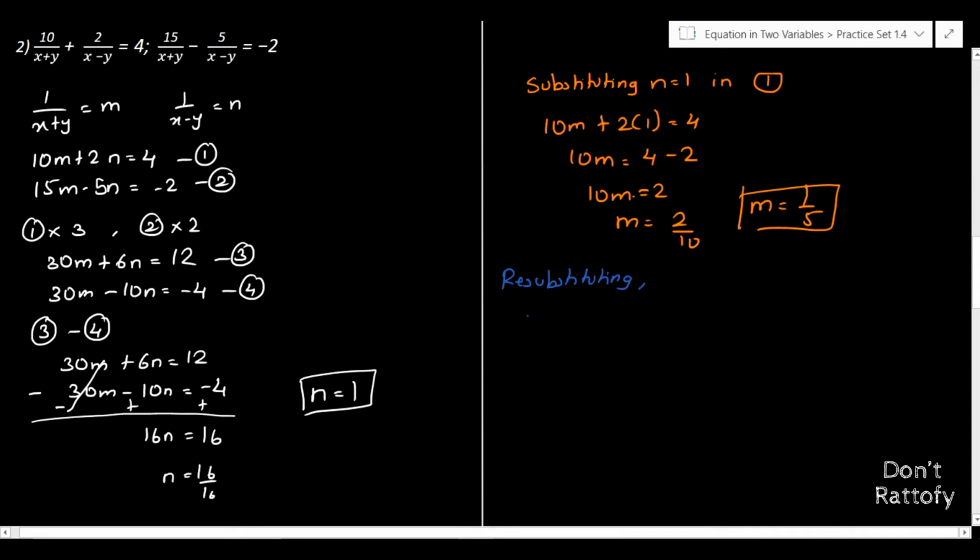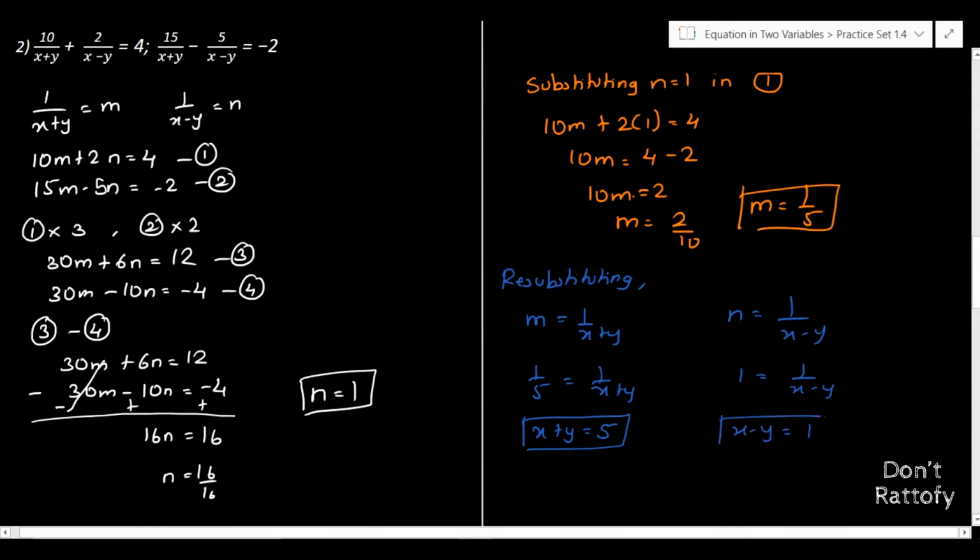Resubstituting, I have the value of m as 1 upon x plus y, right? So m is 1 upon 5, which is equal to 1 upon x plus y. If I invert, I get x plus y is equal to 5, right? Similarly, I have n is equal to 1 upon x minus y, and I have the value of n as 1, so 1 is equal to 1 upon x minus y. Inverting, I'll get x minus y is equal to 1. I have the value of x plus y and x minus y.